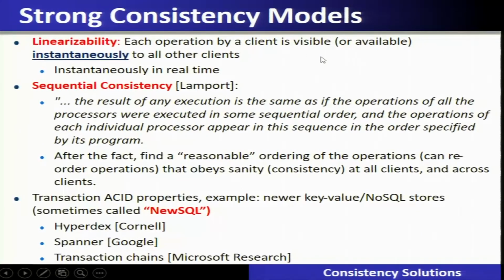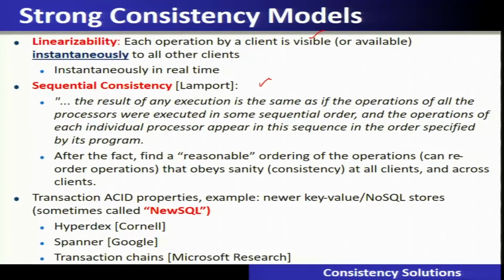So, the strong consistency model supports the property which is called linearizability. Each operation by the client is visible or available instantaneously to all other clients. So, this is called linearizability. Instantaneously is in real time, without any lag.